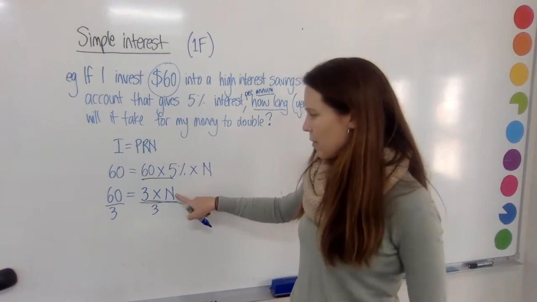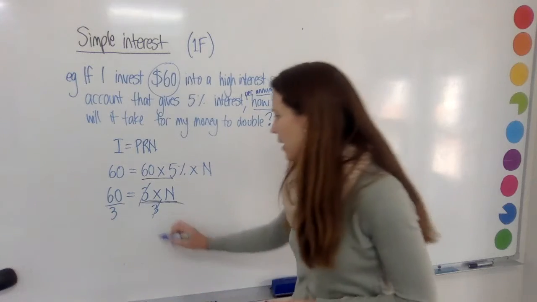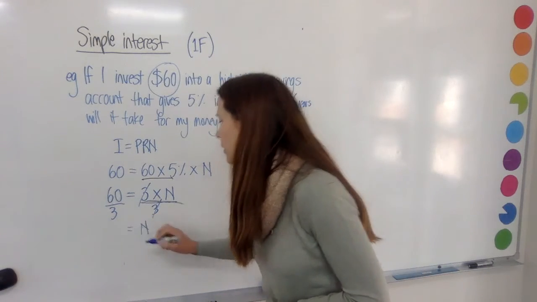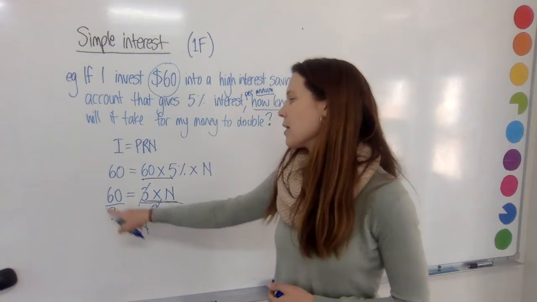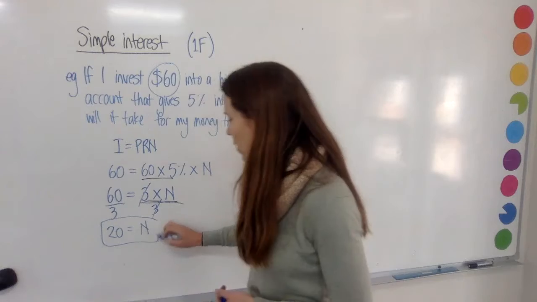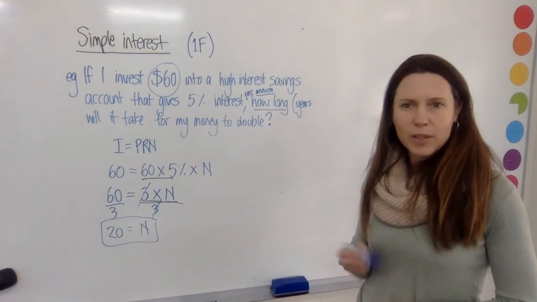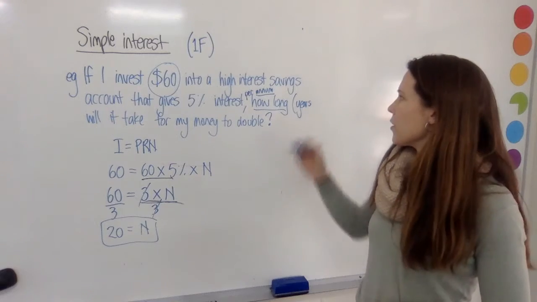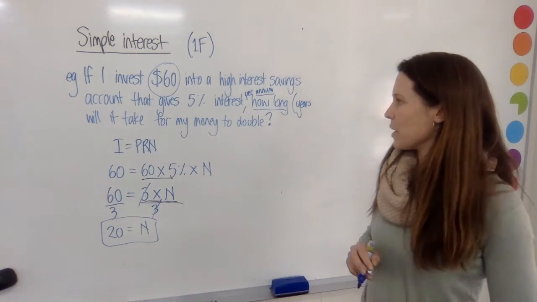Now if I've got n but I times it by 3 and divided it by 3, obviously those 3's go away and now I've got the n by itself. That's why I did it. But I had to do the same thing to this side to keep it balanced, and now I've got 60 divided by 3, which is 20. Goodness me, 20 years is a long time for that $60 to be sitting in there before it doubles. I don't think that's a very good interest account. I might choose something better to do with my money.